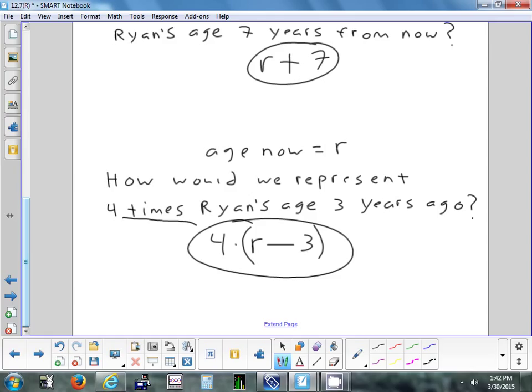This expression right here represents 4 times Ryan's age 3 years ago. If you don't put it in parentheses, what property would we lose? We'd lose the distributive property, and that would mess up the whole problem. Okay, so that's very important. Anytime you represent someone's age in the past or the future, we'll put it in parentheses from now on. Okay? Any question on that?